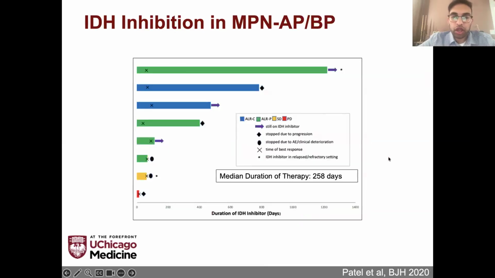So at the University of Chicago, we looked to see how effective IDH inhibitors are for patients with accelerated or blast phase disease that have an IDH mutation. And what we found was quite encouraging. So, small numbers, this was only 8 patients, but in our 8 patients that were treated with IDH inhibitors, 4 of them were on treatment for a year or longer, and the longest responding patient was on an IDH inhibitor for over 4 years with their disease well controlled. So, quite a stark difference compared to what we've historically seen in our patients with accelerated and blast phase disease.